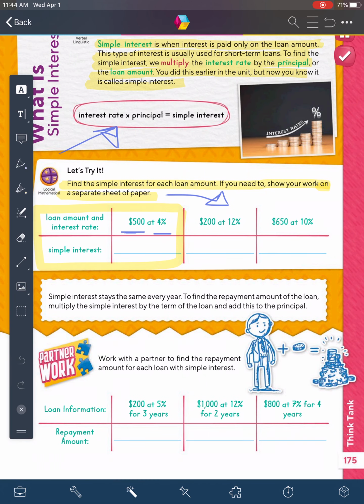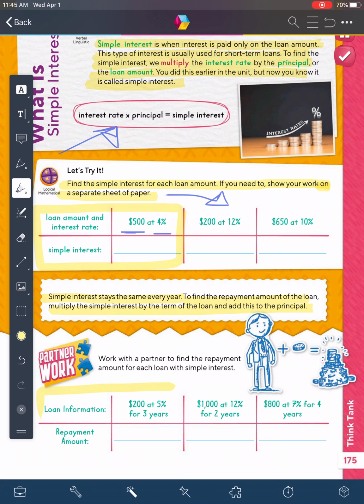Let's keep moving. Simple interest stays the same every year. To find the repayment amount of the loan, multiply the simple interest by the term of the loan and add this to the principal. So the simple interest is the amount that you will pay each year. And the repayment amount, remember, we need to consider the term. So if we have to pay the loan during 3 years, that means the interest will be multiplied by 3, okay? And the repayment amount is the total money that you will pay at the end of your loan. That means the principal plus the interest during this term.